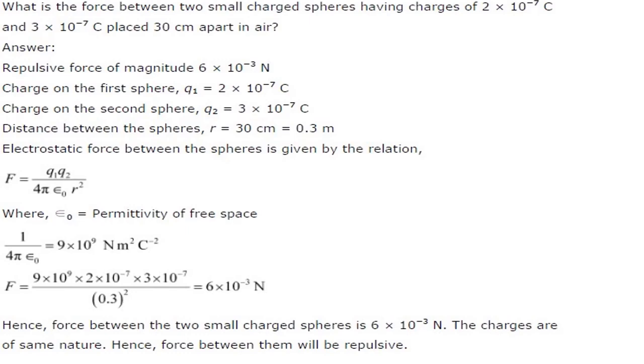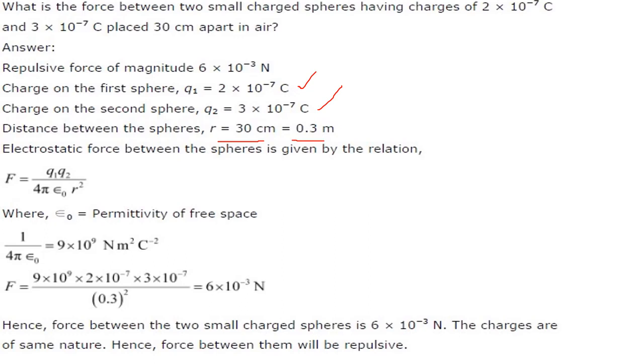Now next is a numerical from your NCERT textbook. What is the force between two charged spheres having charges of 2 into 10 raised to power minus 7 coulomb and 3 into 10 raised to power minus 7 coulomb placed 30 centimeter apart in air? So we have the two spheres and the charges are given. Q1 is 2 into 10 raised to power minus 7 coulomb. Q2 is 3 into 10 raised to power minus 7 coulomb. The distance between the spheres is given in centimeter. We change it into the SI unit, that is 0.3 meter.